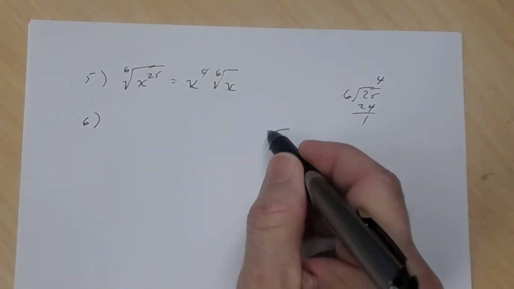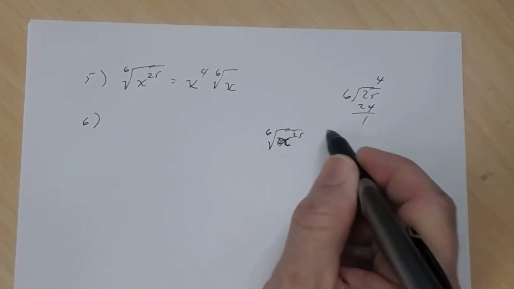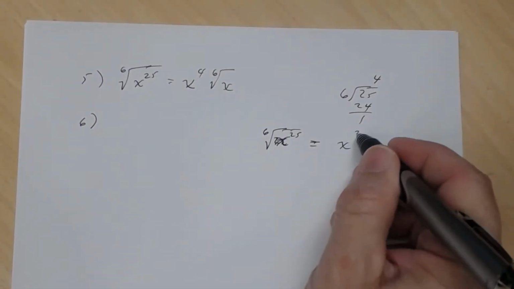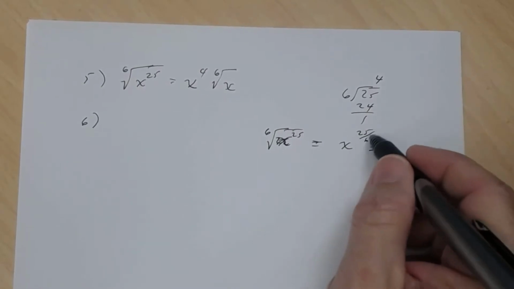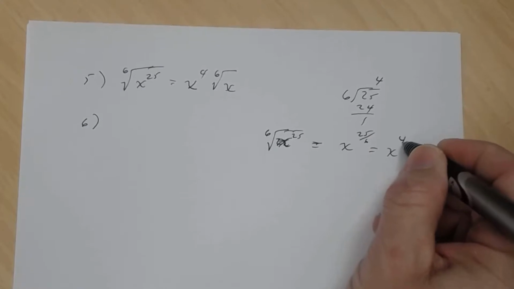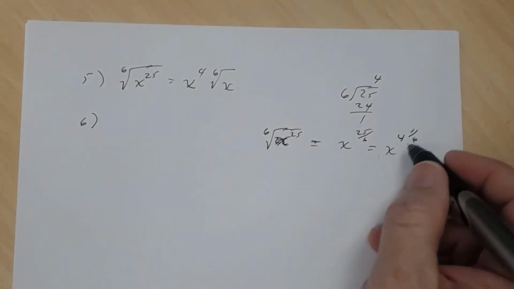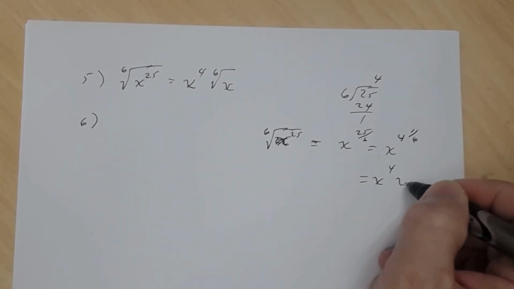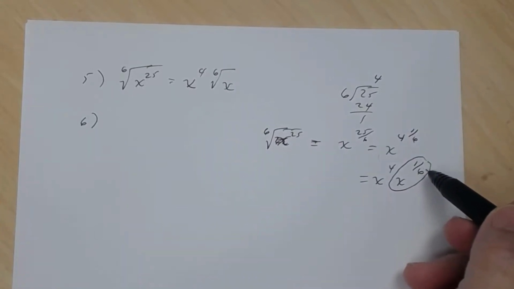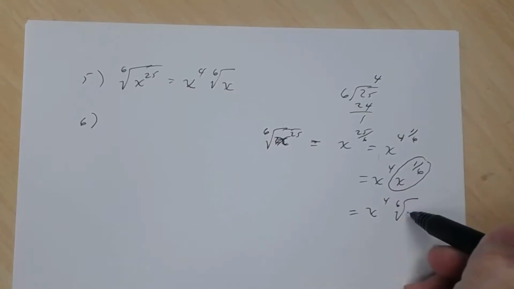So our rule was this. Oops, x to the 25th. So changing this radical to a rational exponent, I'm going to say x to the 25 divided by 6. And then 25 divided by 6 is this mixed number. It's x to the 4 1/6. And then I can rewrite x to the 4 1/6 as x to the 4th power times x to the 1/6 power. And now rewriting this rational exponent back to a radical, I get x to the 4th times the 6th root of x.